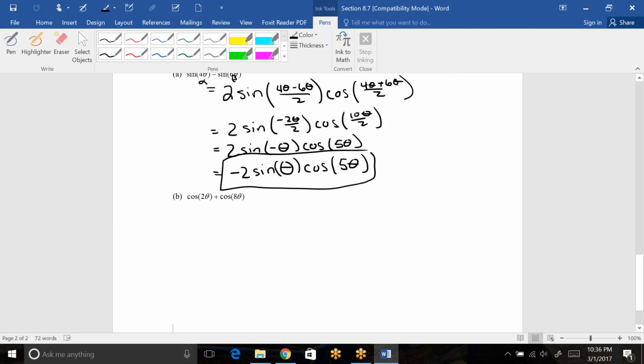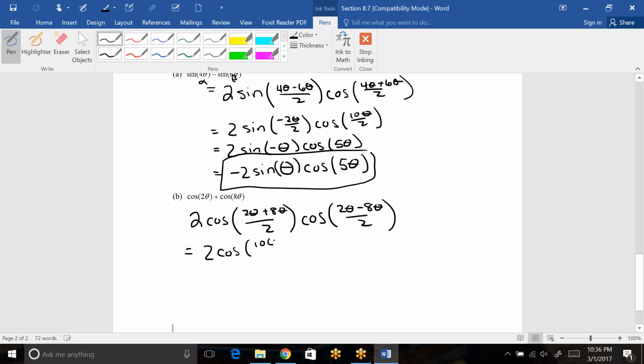For the last one, we have a cosine plus a cosine, which was the third formula from up above. So this is 2 cosine of alpha plus beta, so that's 2 theta plus 8 theta over 2. And then another cosine where we subtract them, 2 theta minus 8 theta over 2. This would be 2 cosine of 10 theta over 2, cosine of negative 6 theta over 2. That's 2 cosine of 5 theta, cosine of negative 3 theta.